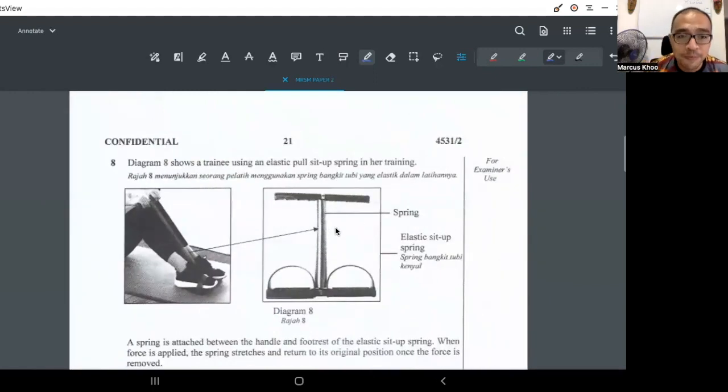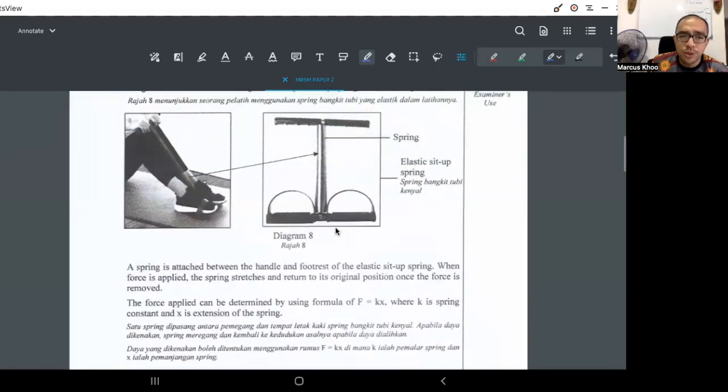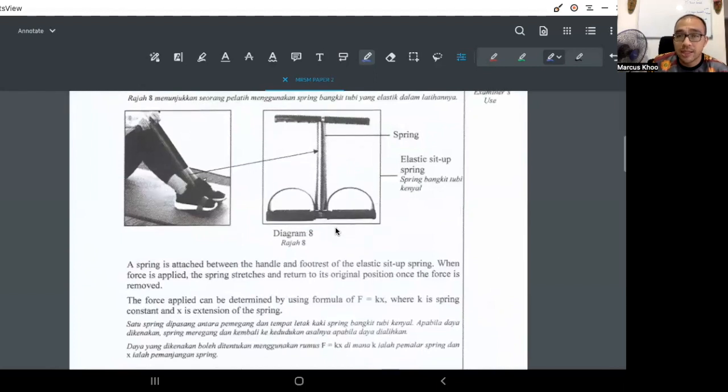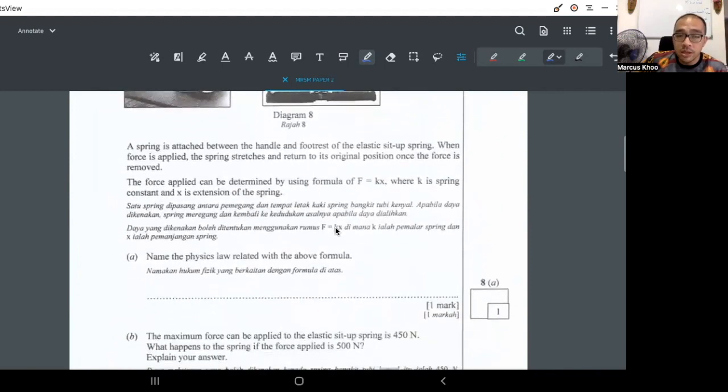Okay, last question for the day. Diagram A shows a trainee using an elastic pull sit-up spring in her training. Wow. A spring is attached between the handle and the footrest of the elastic sit-up spring. When force is applied, the spring stretches and returns to its original position once the force is removed. So you pull, the spring will become longer, and then when you release it, it will go back to its original position. The force applied can be determined by using the formula F equals Kx. K is the spring constant and x is the extension of the spring.